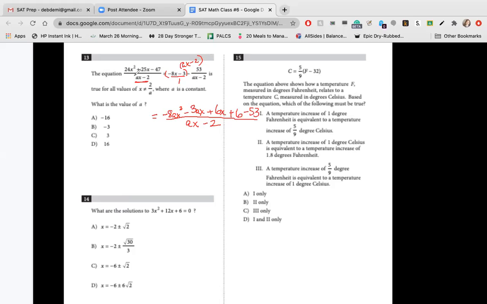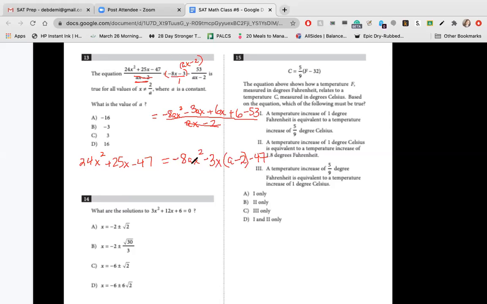Now, since the denominators are the same, we can just cross them out and set the tops equal to each other. So we're going to get 24x squared plus 25x minus 47 equals, now if I simplify this guy all out, we're going to get negative 8ax squared minus, I'm going to take a 3x out of this. So I'm going to get a minus 6, a minus 2. And then it's going to be minus 47. Okay, what's the question? What's the value of a?